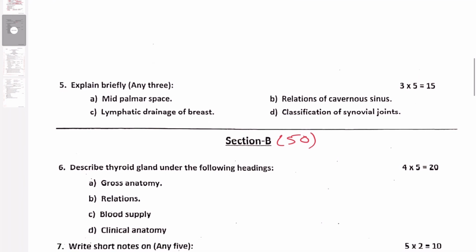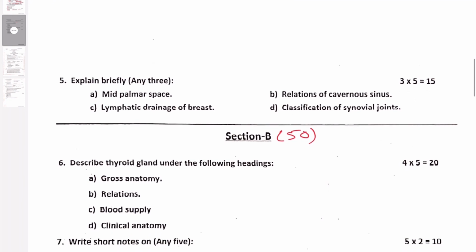Next is explain briefly any 3. Mid-palmar space is the medial 2/3 space, because the lateral 1/3 is the thenar space, right? And remember that the mid-palmar space does not contain the tendons for the index finger. The tendons of flexor digitorum superficialis and flexor digitorum profundus for the index finger, including flexor pollicis longus, these 3 tendons are contents of the thenar space.